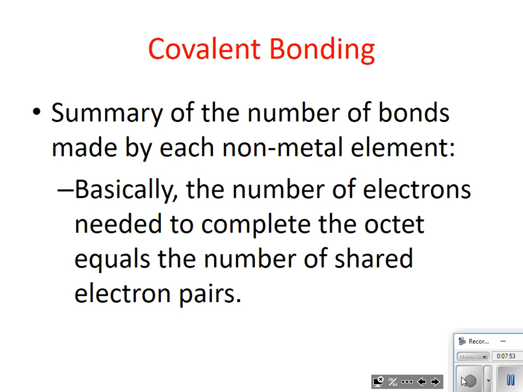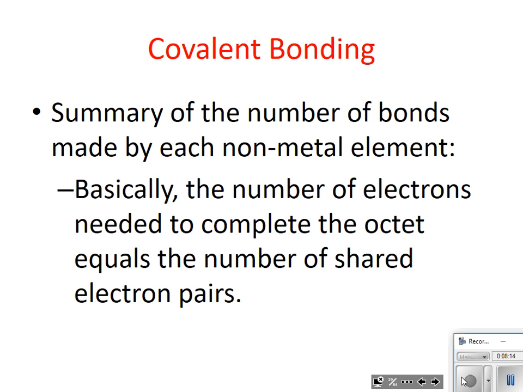If you were going to guess what type of bonding sulfur likes to do, what would your guess be? Single, double, triple? Double. Why would you think double? Because it has 2 openings and it needs 2 electrons, right?